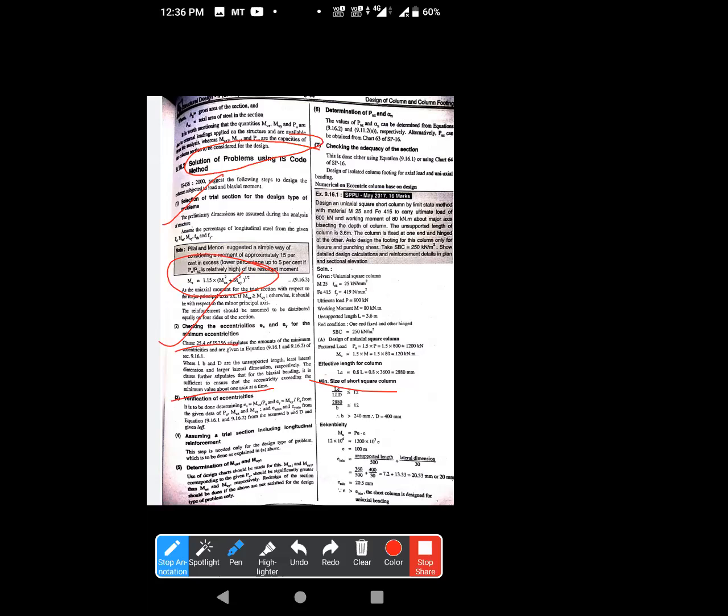Verification of the eccentricity can be done by ex, which is Mux upon Pu, and ey, which is Muy upon Pu, from the given data. Then you have to assume the trial section including longitudinal reinforcement. This step is needed only for the design type of problem, which is to be done as explained above in A. Then determination of Mux1 and Muy1. Then you have to determine the Puz and alpha n values.